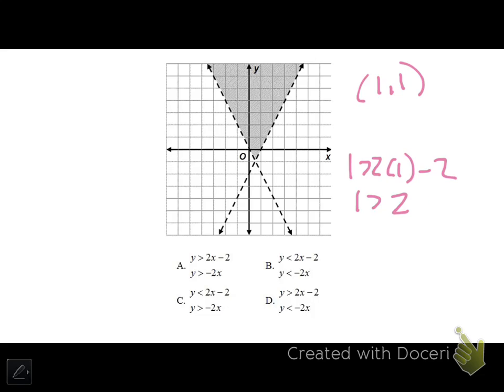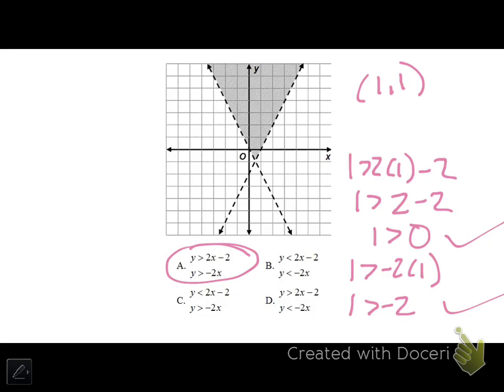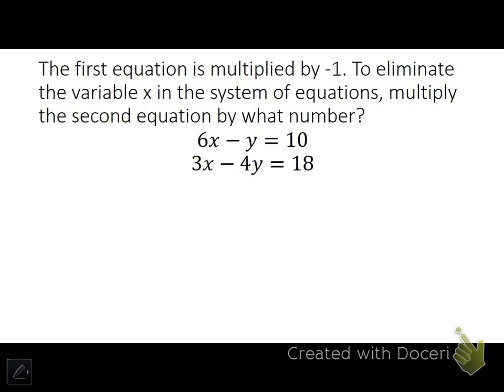2 times 1 is 2. 2 minus 2 is 0. So there's true, but remember it has to be true for both, so let's try the other one now. -2 times 1 is -2. 1 is greater than -2, so A is my answer.